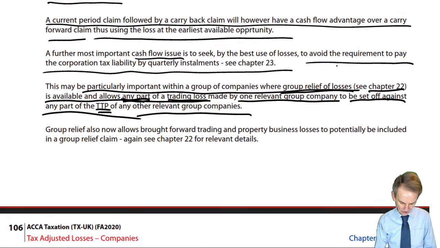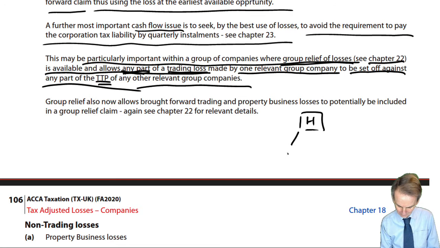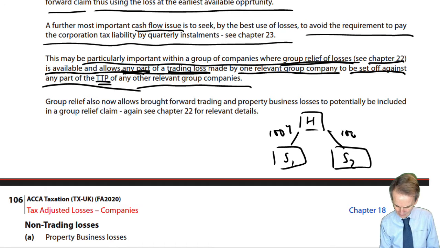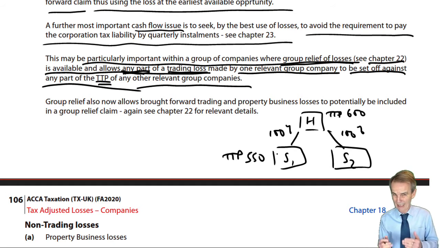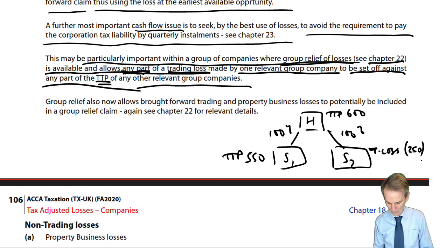So what that would mean, if I just advance our studies of groups for one moment, if we've got a holding company and we've got S1 and S2, both of these wholly owned subsidiaries, we might have the holding company with a TTP of 600,000, S1 with a TTP of £550,000. Again, this is bottom line taxable total profit. And S2, we are talking about a trading loss of £250,000 there. Now, S2 may have other amounts chargeable. It could have other income, it could have capital gains.